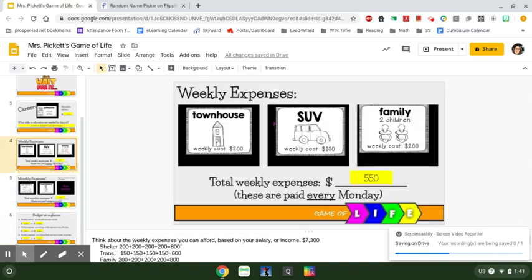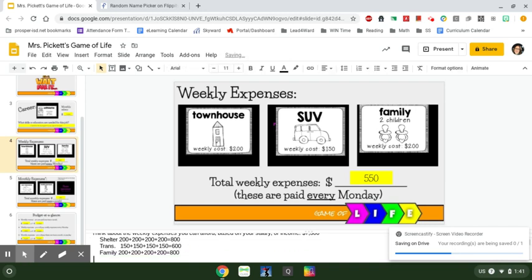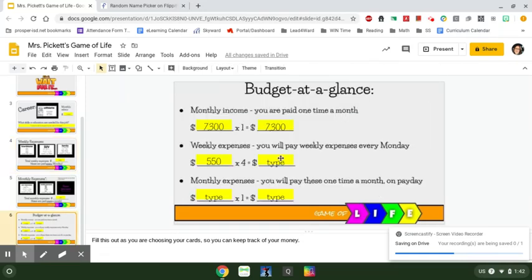I had already typed in over here I did my addition. So let's do this. How about we do 800 plus 800? 800 plus 800 is $1,600. Plus 600 equals $2,200. That's the total amount for the month. Yikes. So if I did 550 times 4, that would be $2,200.